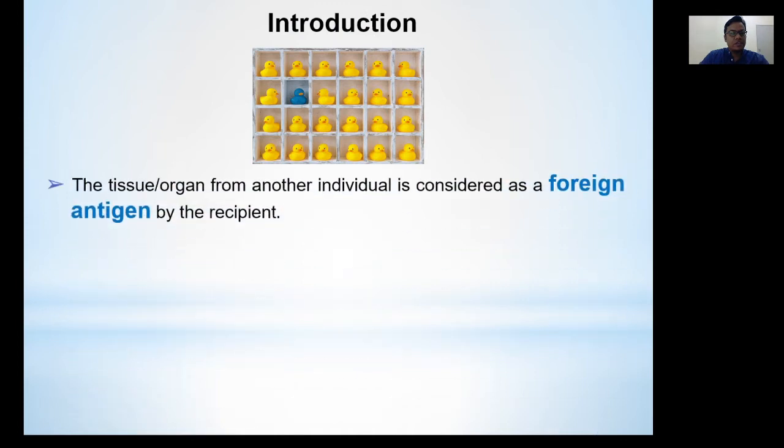For introduction, the tissue or organ from another person is considered as a foreign antigen by the recipient. So this will trigger the usual immune response, just how when our body responds to antigen from pathogen or microbes. So the body also will respond with the same mechanism to the foreign antigen from the organ.